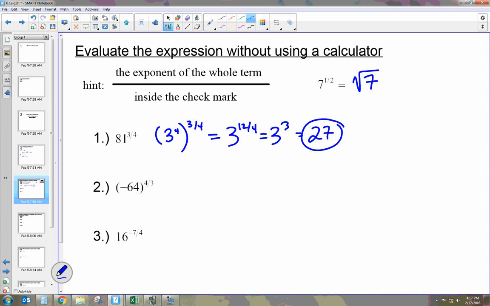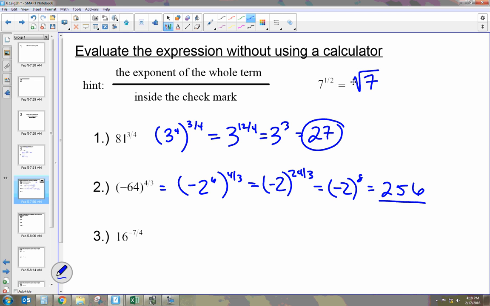This next one is negative 64 to the 4/3. So we can rewrite negative 64 as negative 2 to the 6th, times 4/3. And then what we're going to get is negative 2 to the 24/3, which is negative 2 to the 8, which is 256.